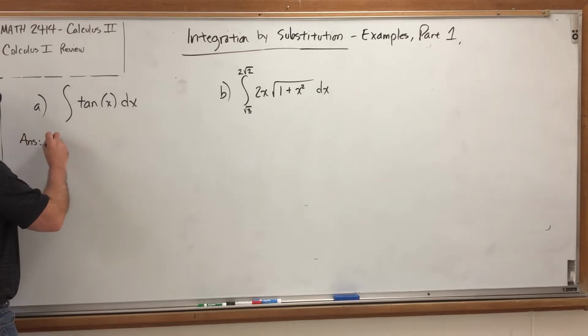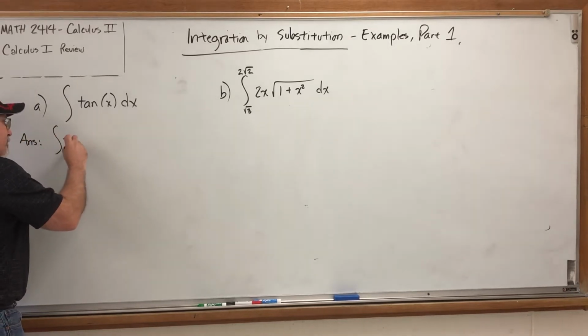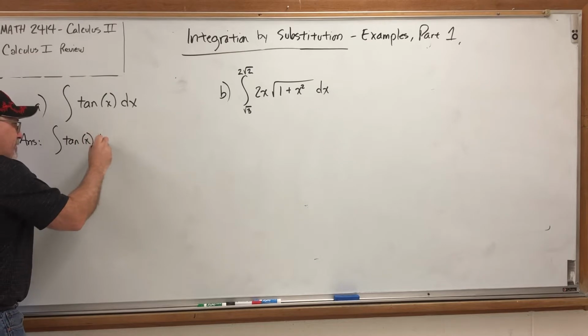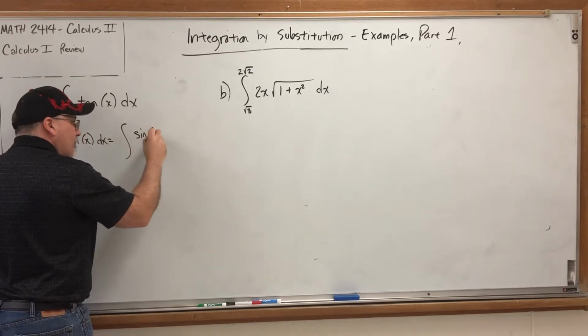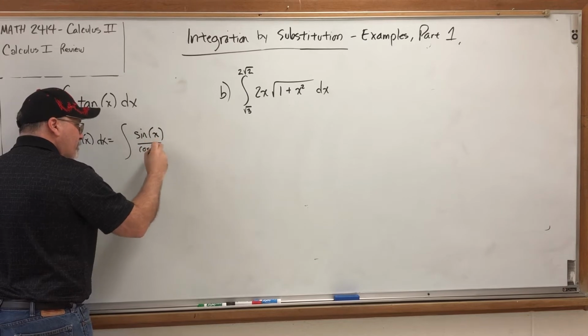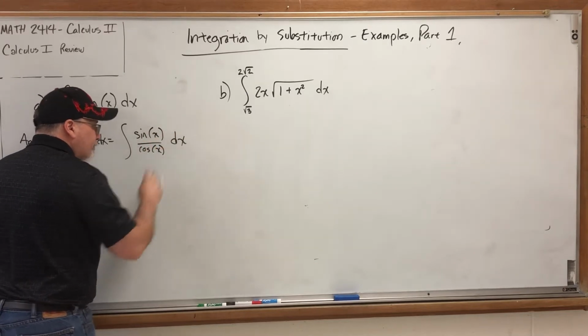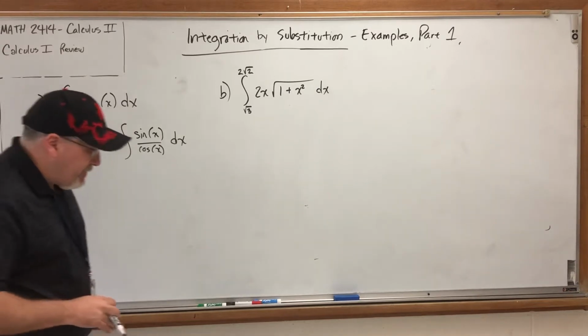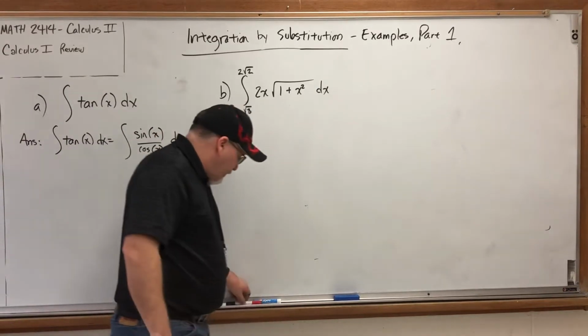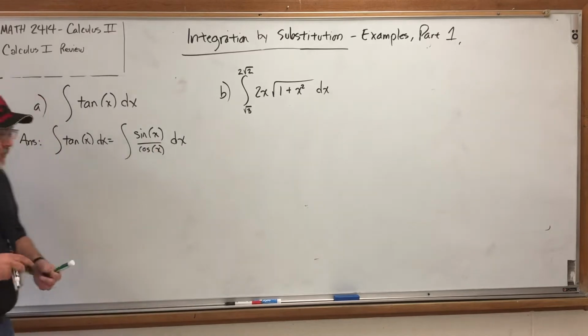The trick to finding the integral of tangent is to rewrite it as the integral of sine over cosine. Which makes the problem look worse. But in the context of substitution, here's why it actually got better.